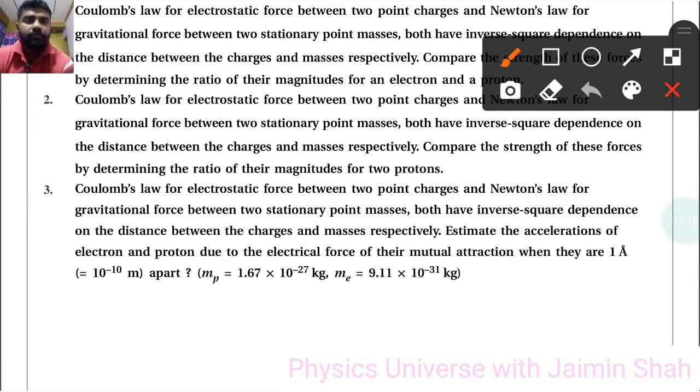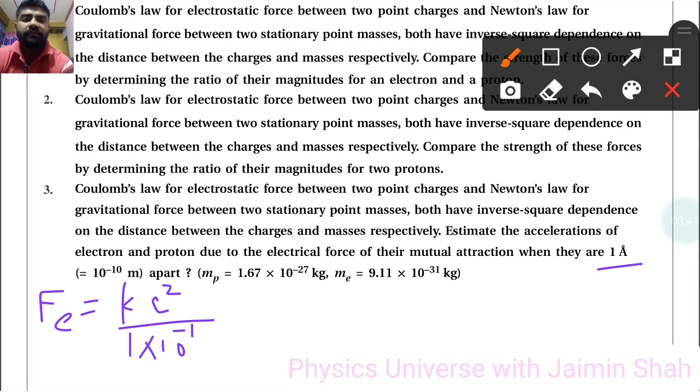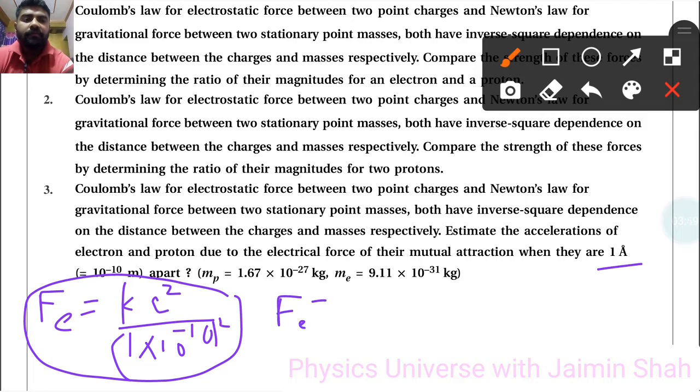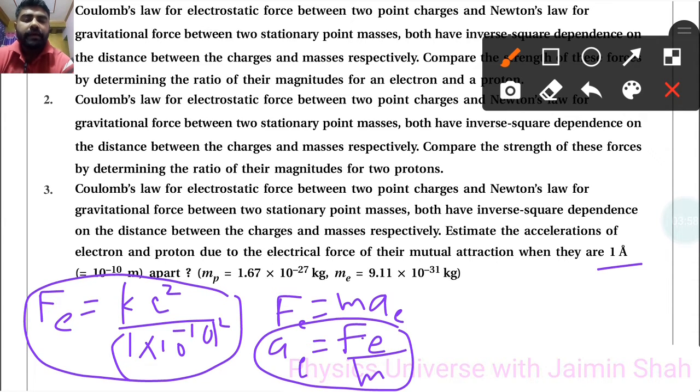So now the third question is: estimate the acceleration of electron and proton due to the electrical force of their mutual attraction when they are 1 angstrom apart. See here, for the electrical force the formula is Fe equal to k e squared upon r squared. r is given, it is 1 angstrom, so 1 into 10 raised to minus 10 squared, right? So we can easily find Fe. After finding Fe, the force formula is Fe equal to mass into acceleration, so acceleration is Fe upon m. So we can find the acceleration of electron.